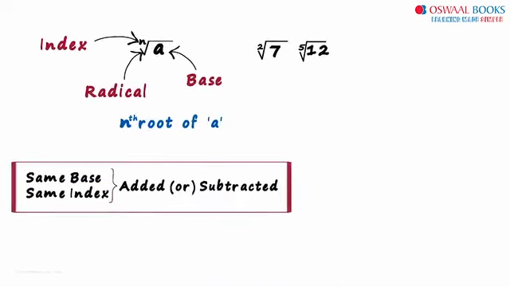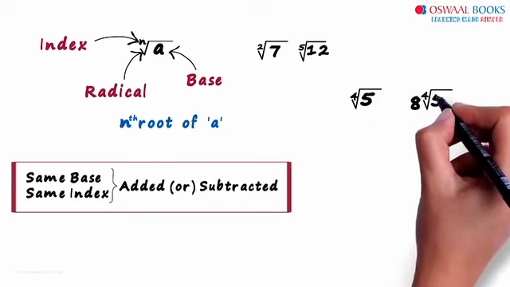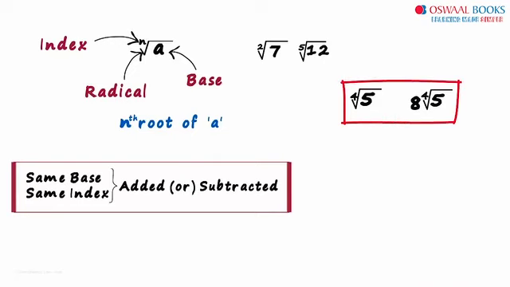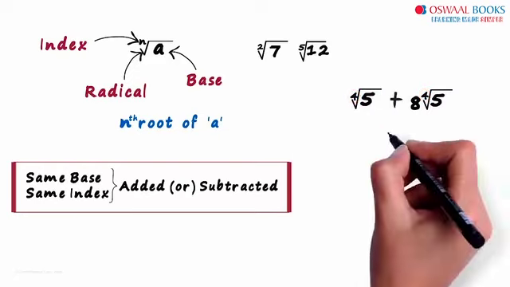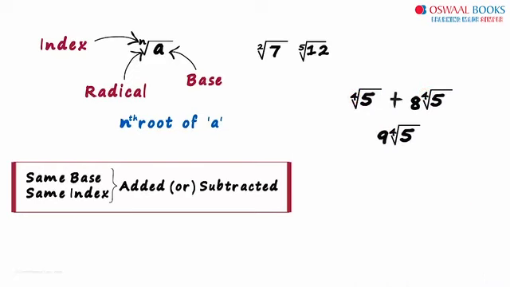So if we have two numbers like fourth root of 5 and 8 multiplied by fourth root of 5, can we add them? Yes, their base is 5 and their index is 4. Their sum would equal 9 fourth root of 5. This was the first important concept you had to understand before looking at operations on real numbers. Same base and same index can be added or subtracted.